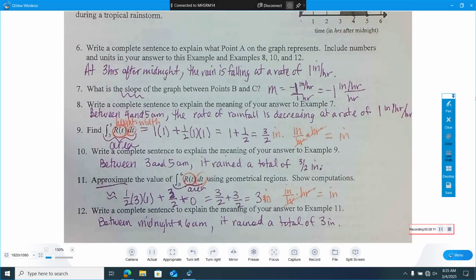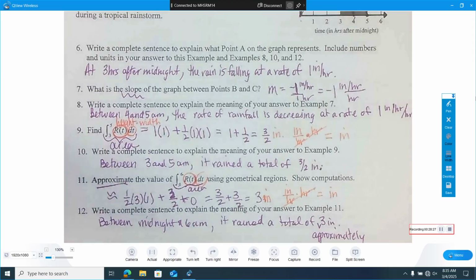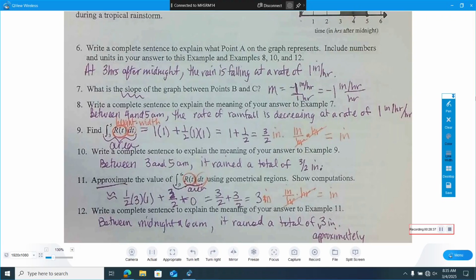Gary wrote, it rained approximately 3 inches of rain fell. We could maybe put in the word approximately. That would be best. It rained a total of approximately 3 inches. So anything about that? Any questions about that? All right.